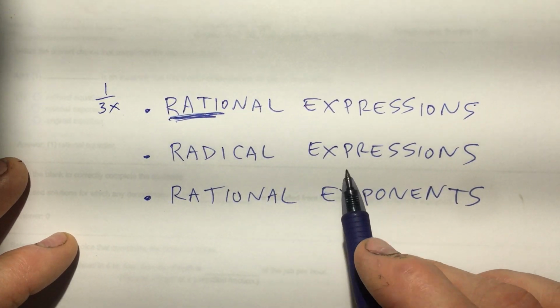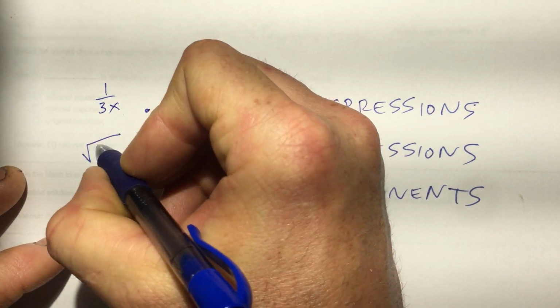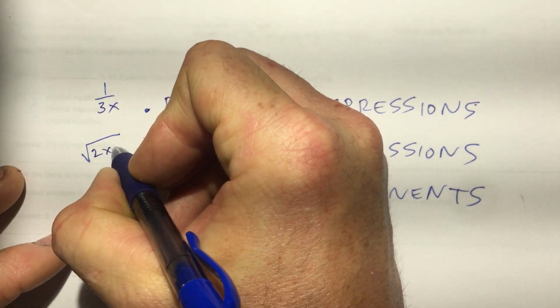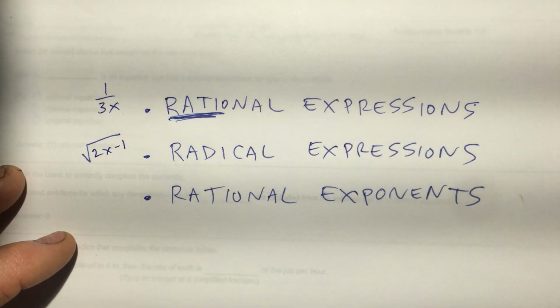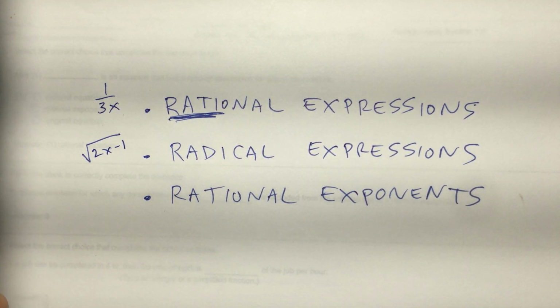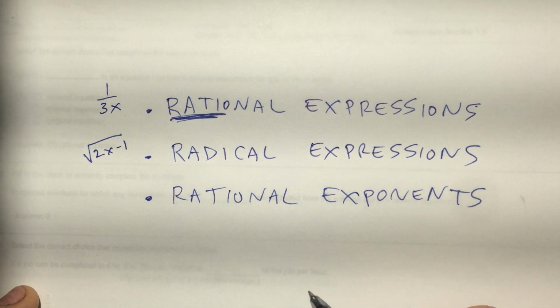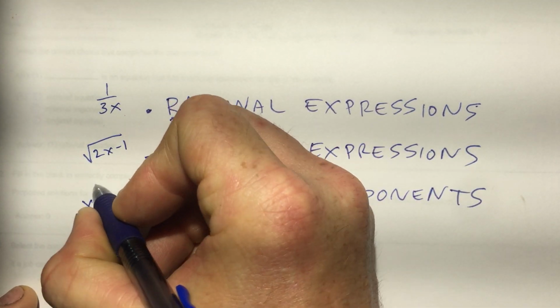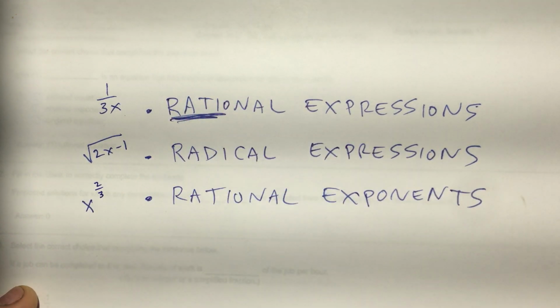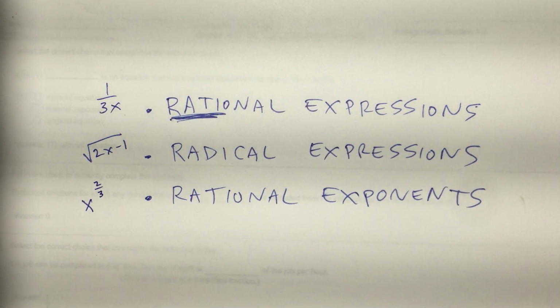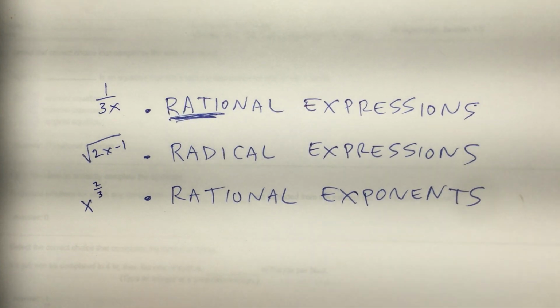Then we're going to have radical expressions. A radical is like if you have a variable like 2x minus 1 inside a radical. We're going to have equations with those. And then rational exponents. We're going to have a variable that has an exponent that's a ratio or a fraction. So these are the three main things we're going to be looking at in this section. Okay.